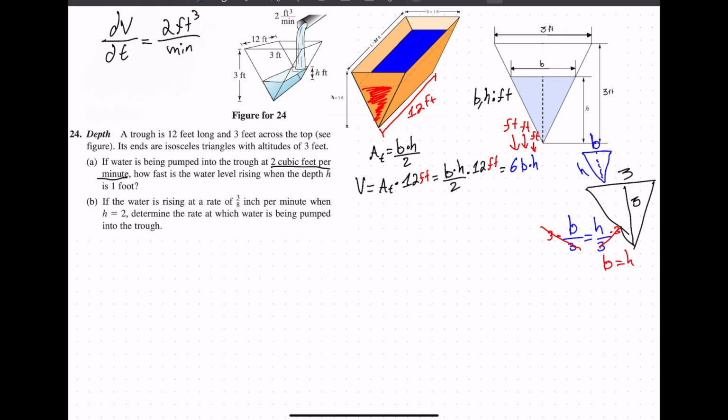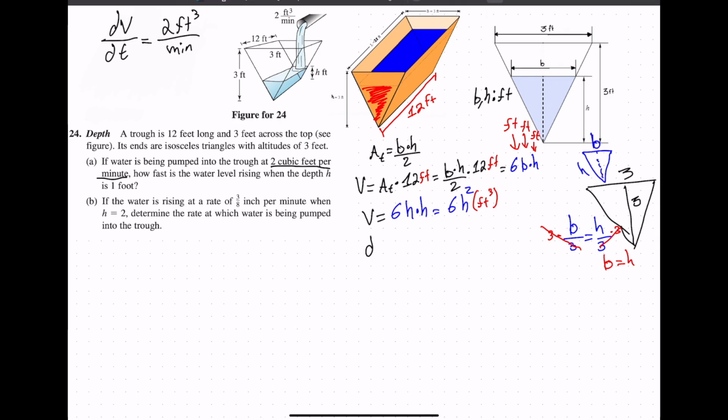So therefore, volume is equal to, I'm going to use a different color, 6 times base, which became h, times h, which gives us 6h squared. Don't forget the units. We have cubic feet here already. Those are the units, so do not get confused.